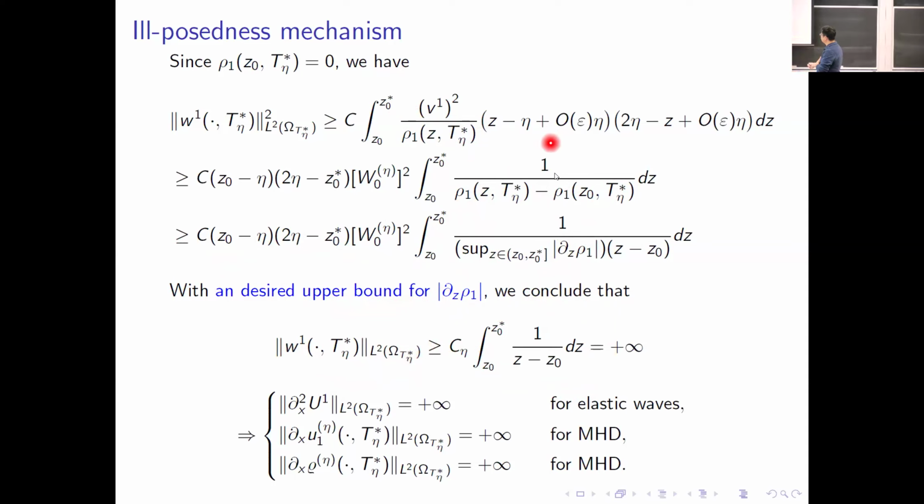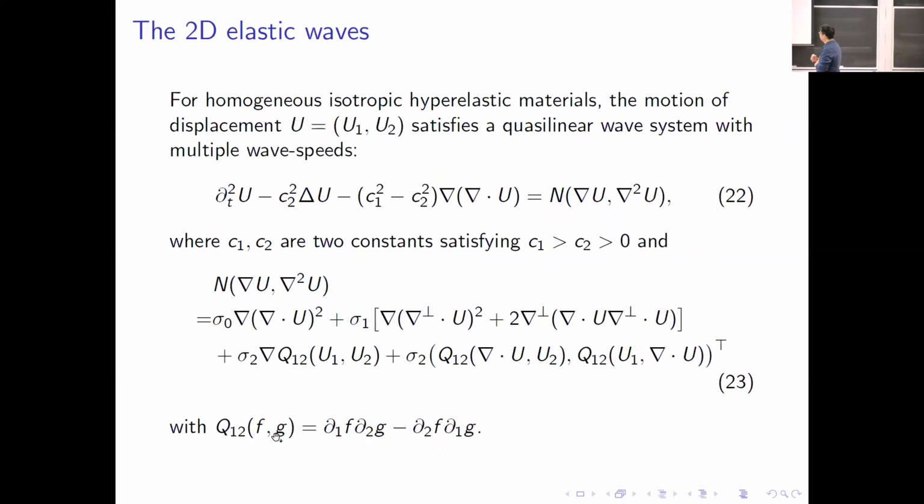And we really use the shock formation information here. So this L2 norm of W1, translated back to the physical language, will give you the second derivative of the displacement being infinity for the elastic wave, and the first derivative of the velocity, or the first derivative of the density, actually blows up. So this is how we see the norm inflation here, right?